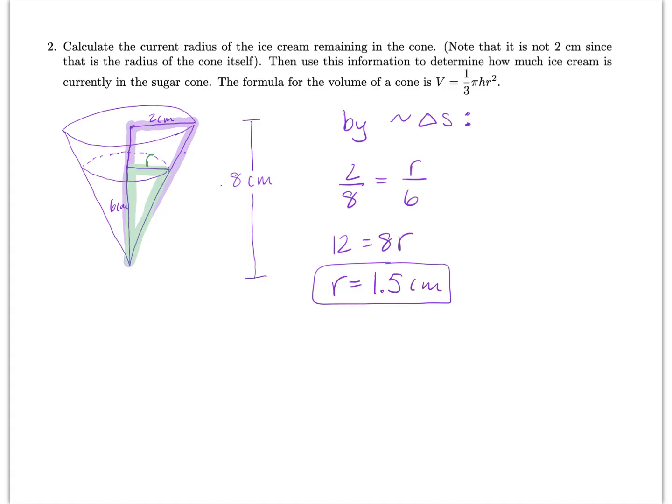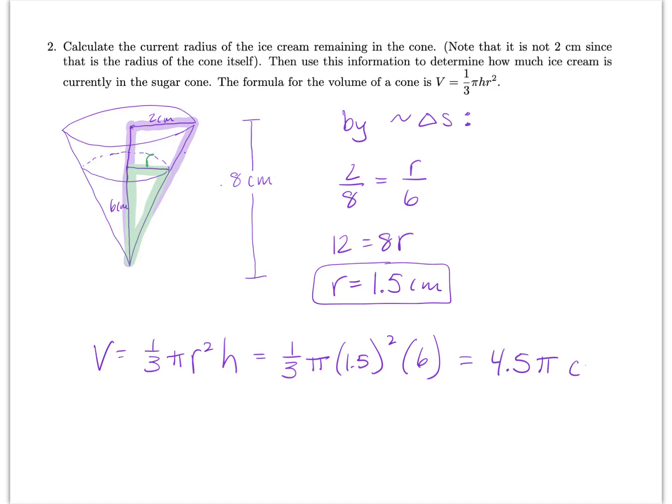And then I want to use that information to find the volume of ice cream in the cone. And volume is 1/3 pi r squared h. And I'm going to put in the r and the h for just the ice cream, right? So the volume of ice cream in the cone, which is a height of 6 centimeters, radius 1.5. So this is going to be 1/3 times pi times 1.5 squared times 6. And that comes out to 4.5 pi cubic centimeters.